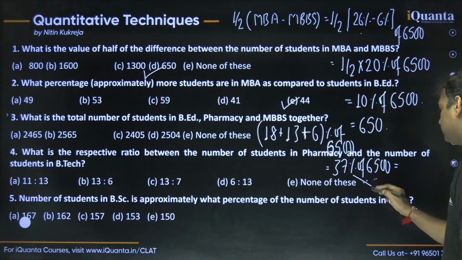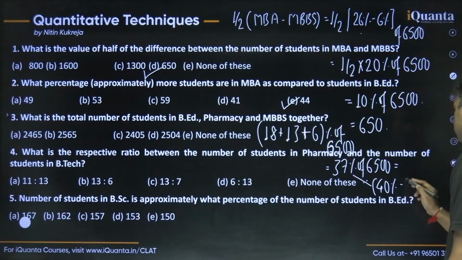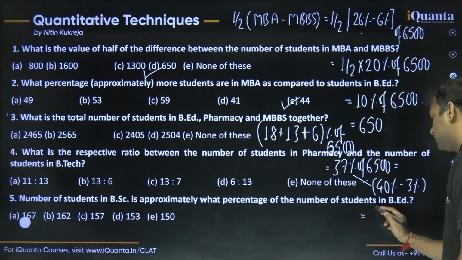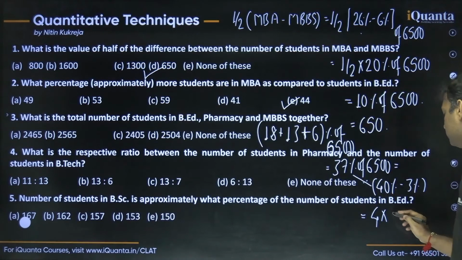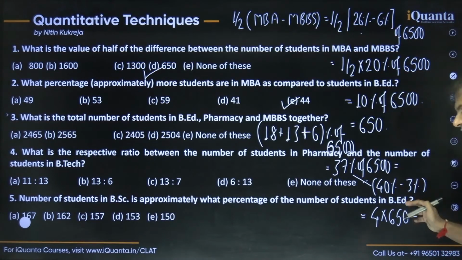So let's do 40% minus 3% here. So guys, 40% we can say what? 40% is 4 into 10%, right? 10% of 6500 is 650, minus 3%. 3% we can say is 3 into 1%. 1% of 6500 is 65.